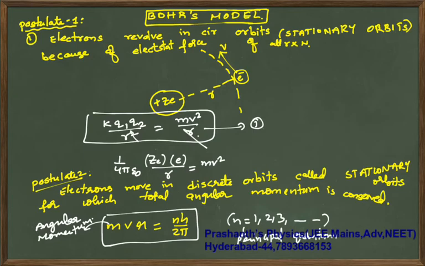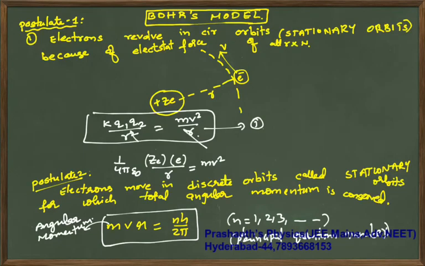Whatever you are going to learn here, the same things will come in chemistry, in atomic structure. So these are the main two postulates. From these only we will be deriving radius, orbital velocity, frequency, time period, everything, and based on this we will be solving a lot of questions. Now we will try to derive this, and then we will try to understand what is happening.